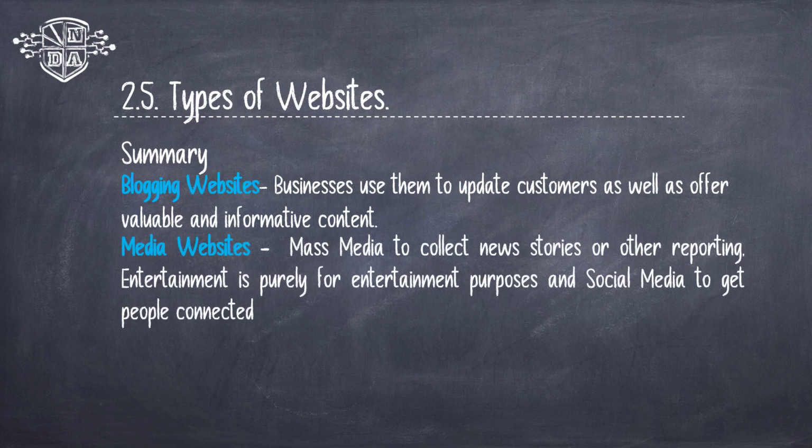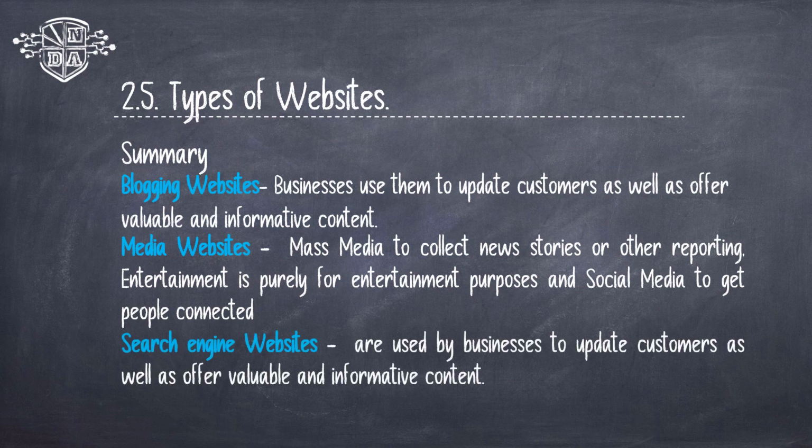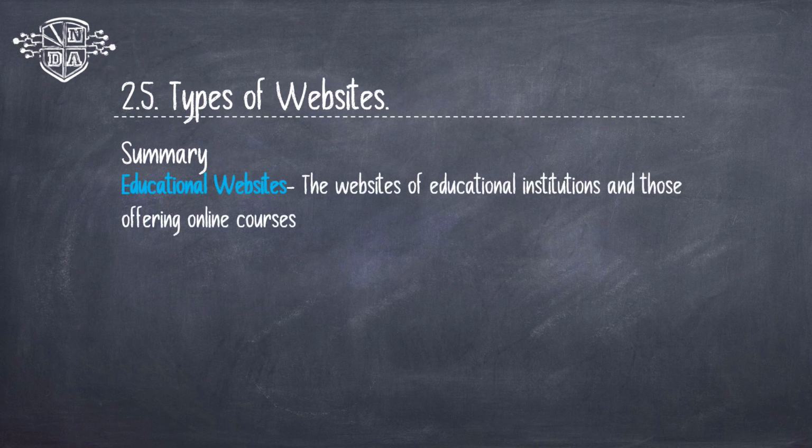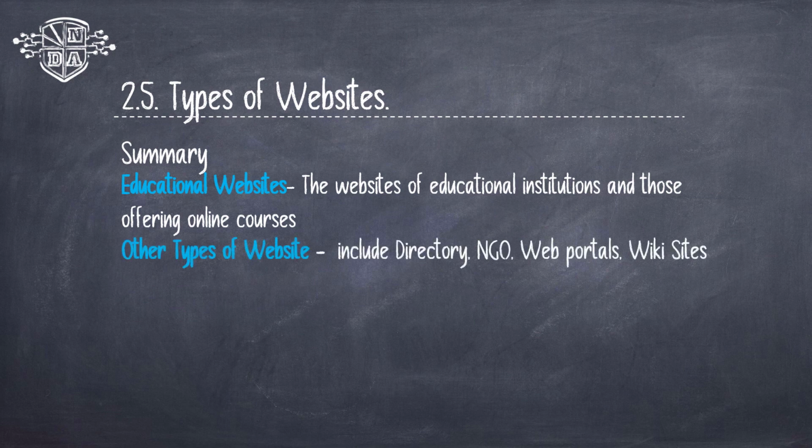And then we have media websites that are classified into three types. We have mass media, which collects news, stories, and other reporting. We have entertainment, created purely for entertainment purposes. And then we have social media, meant to connect people together. We also have search engine websites serving as a key to finding relevant information and content on the internet. And then we have education websites representing educational institutions or those offering online courses. And then we have other types of websites, including directory, NGO, web portals, and wiki sites.